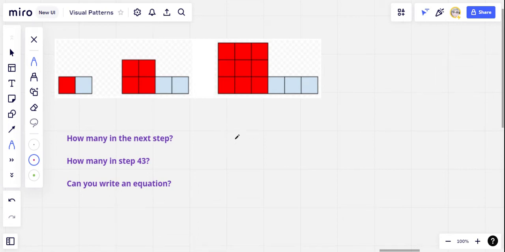Hello, everybody. We're back with another visual pattern challenge. And we've got colored boxes again. This time, I think the colors are going to help us have some intuition about what's really happening in this pattern and what's changing from step to step.